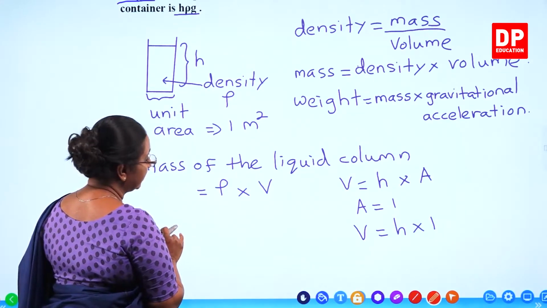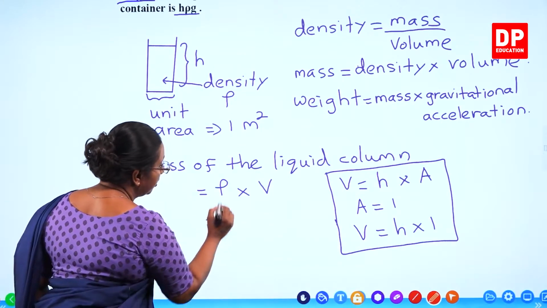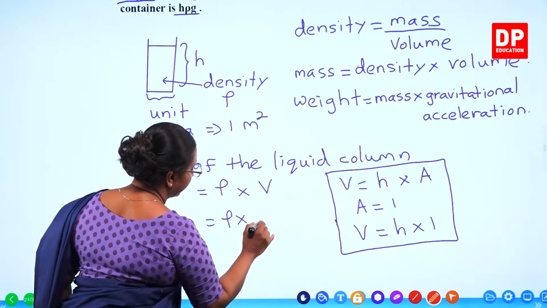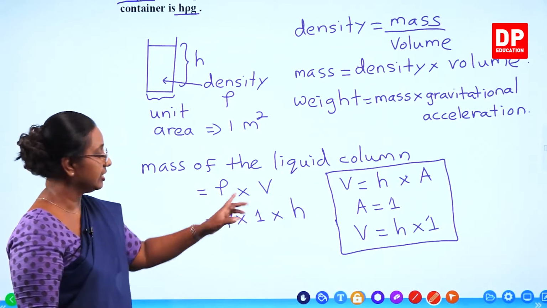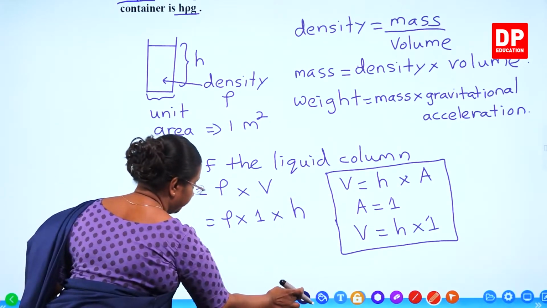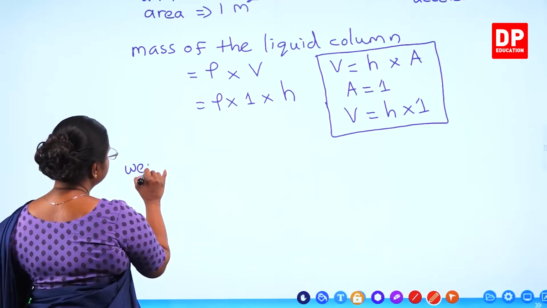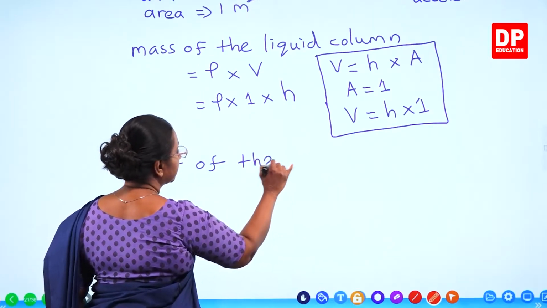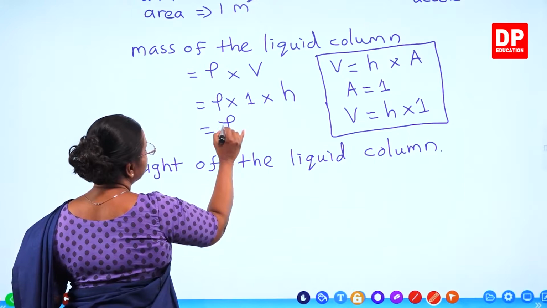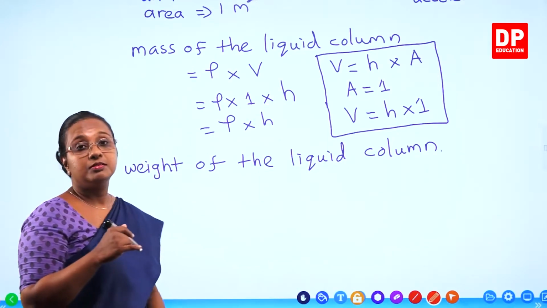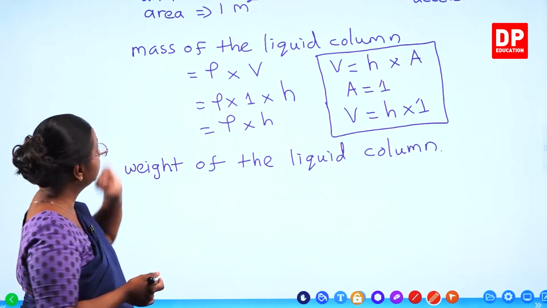So if I substitute that here, now this is something that we need to remember. Rho into, instead of volume, we can write 1 into height. Area is 1 unit, so it's 1. So we can come to that equation. Then, from this, we can also write it as rho into h. We can leave out the 1 because when you multiply by 1, you get the same value. So, density into height. That is the mass of the liquid column.